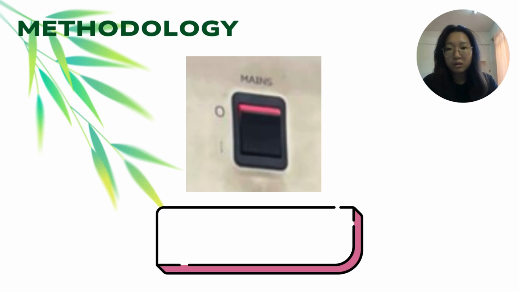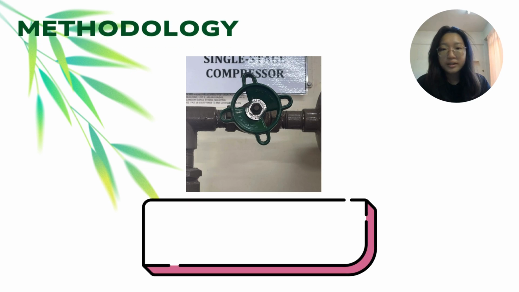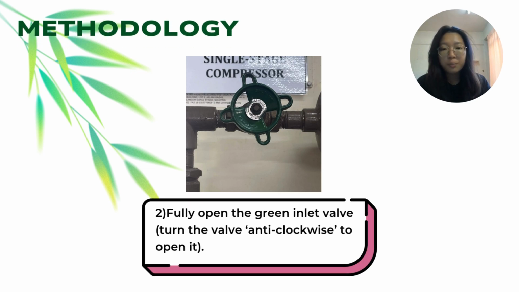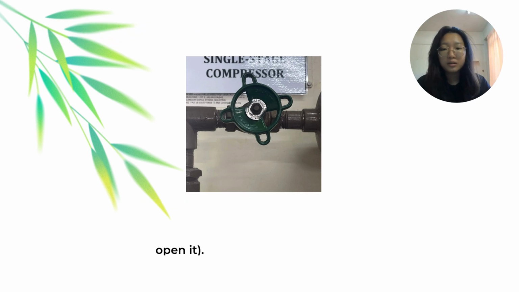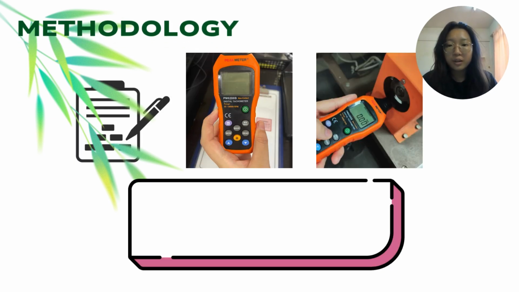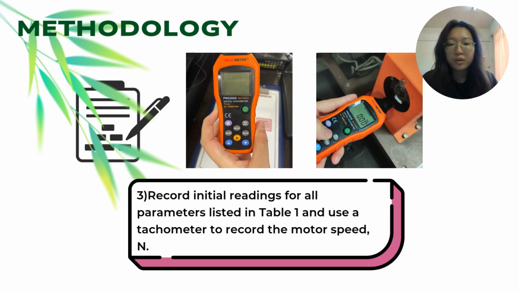So for the methodology, the first step is to switch on the power. The second step is to fully open the green inlet valve, so turn the valve anti-clockwise to open it. The third step is to record the initial reading for all the parameters listed in table 1.